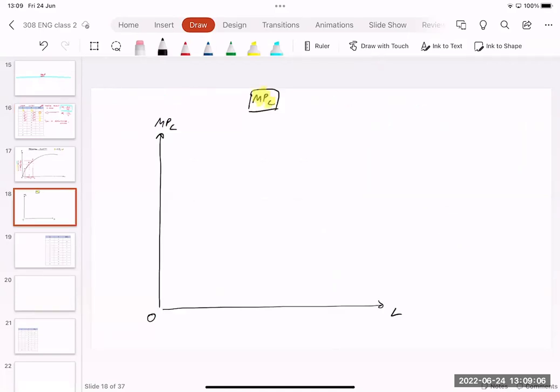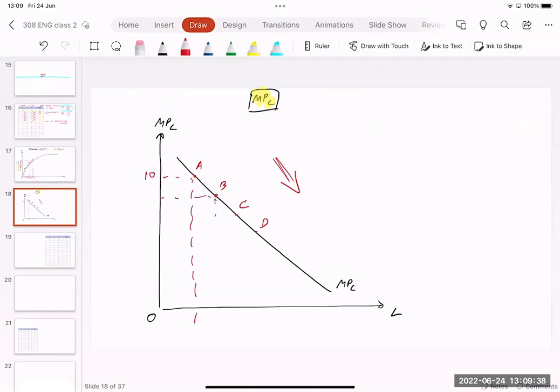So I just plot the numbers down. Then this is what you get, MPL. You get the curve like this. MPL always has a negative slope going down, because it's showing the relationship between MPL and L. For example, point A, point B, point C, point D. At point A, if you have one labor, MPL is 10 from the table.